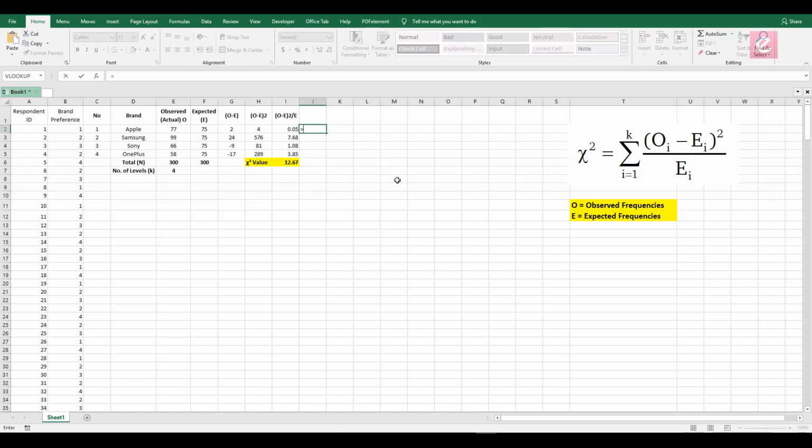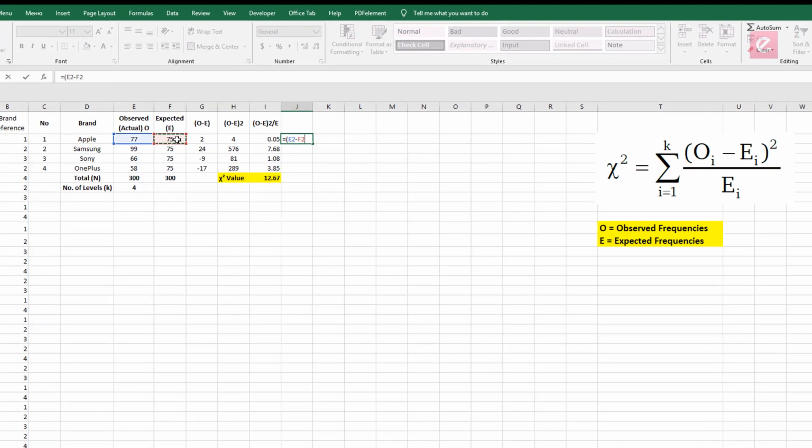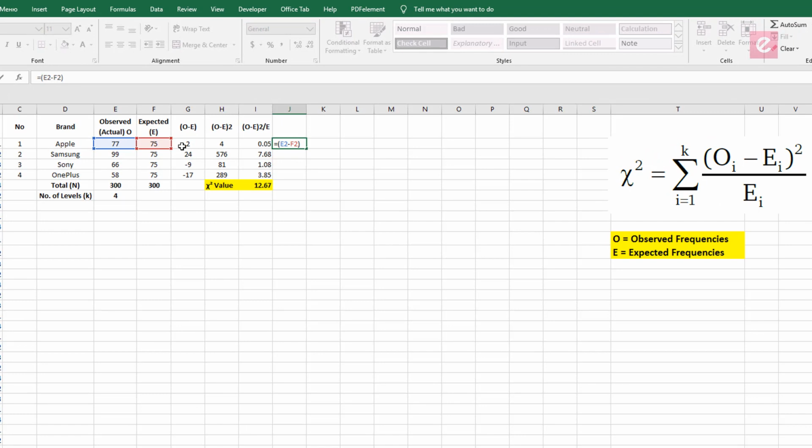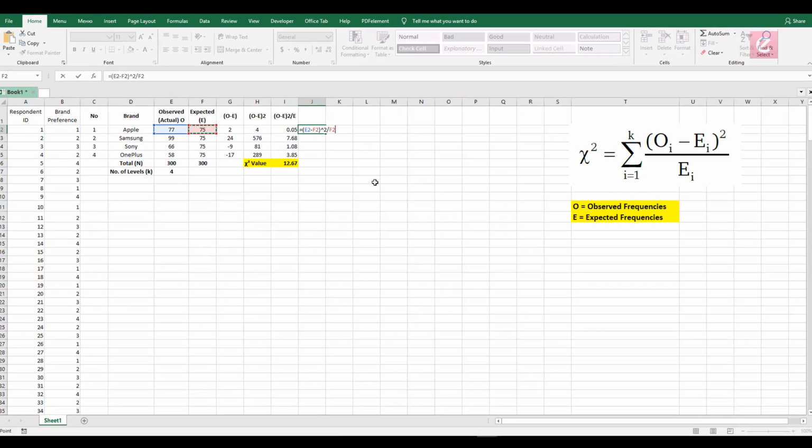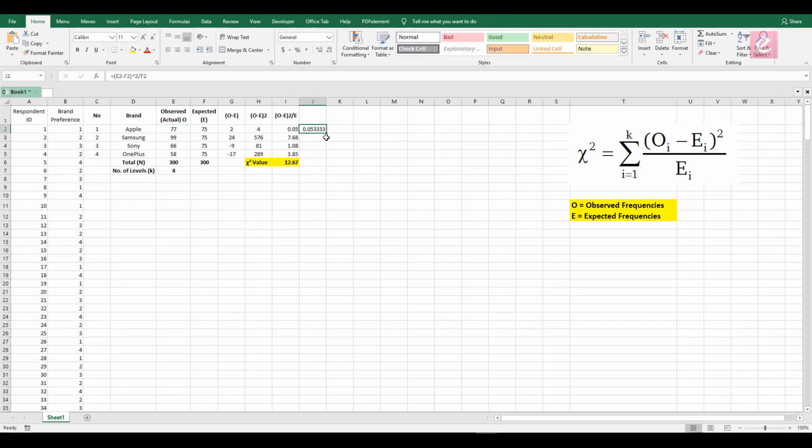I am explaining in detail for understanding the procedure. Now, if you are expert in this, you can apply the equation directly. Look at how we can do this. Equal, O minus E, that is observed, that is 77. Select that column. Then minus expected, 75. Then close the bracket. Then power symbol, then 2. Then divided by again 75, that is expected. Press enter. You see we get the same value.